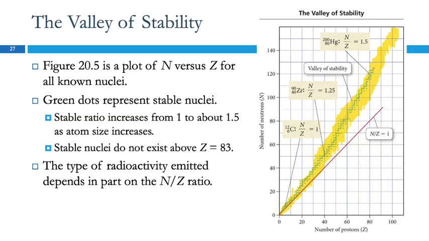So looking at this valley again, if I have an isotope or a nuclide that's up here, 60 protons, in order for it to be stable, it needs a lower number of neutrons to protons. Does that make sense? It needs to go down. The ratio's too high.